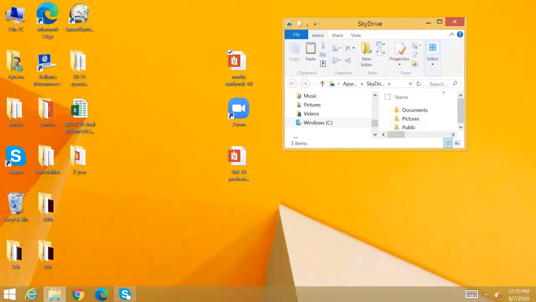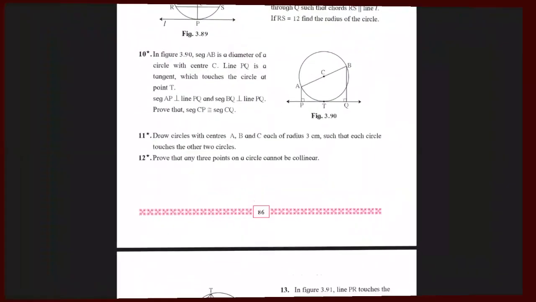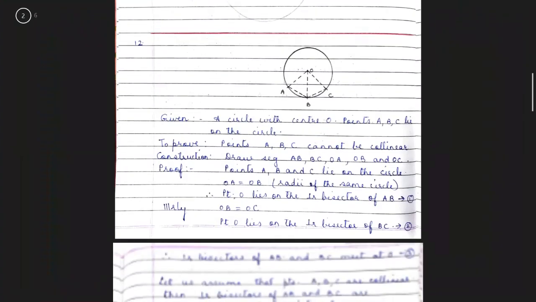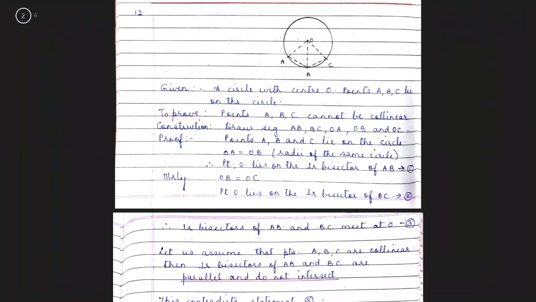So for this, let's consider this figure. You are given a circle with center O. Points A, B, C lie on the circle. This is given. What must you prove? You have to prove points A, B, C cannot be collinear. That means they do not lie on a straight line. Construction: draw segments AB, BC, OA, OB and OC.